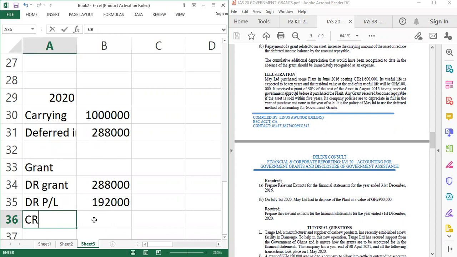Then you now credit your cash if you have actually paid the grants. But if you haven't paid the grants, then you credit the grants payable account. So this is it. We credit cash. Are we okay now? Okay. This is relating to the grant payment. This is the deferred income, which is very simple.